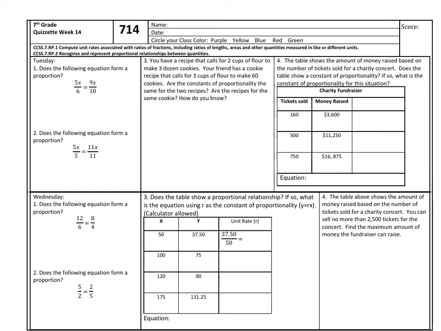Today we'll be watching a quizzette video on quizzette 714. As always, please make sure that you write your last name, comma, first name, today's date, some day in November. And today I'm going to say that I'm a blue tiger. Remember to circle the appropriate class color. Number one, I'm probably going to say Monday, but you guys know that I mean Tuesday.